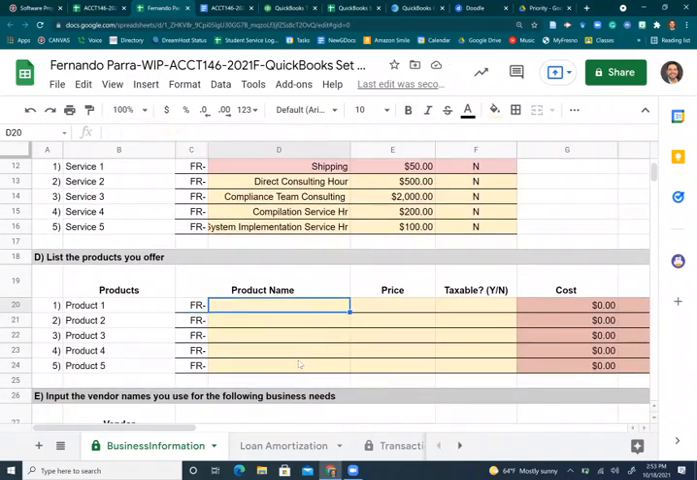Products. What products do I have? Product 1, product 2, product 3, product 4, just come up with your own products. So I have software A.